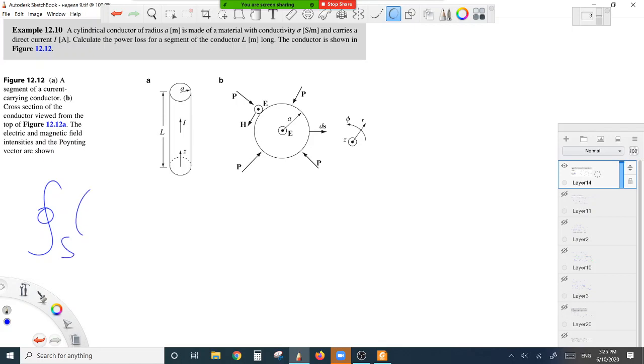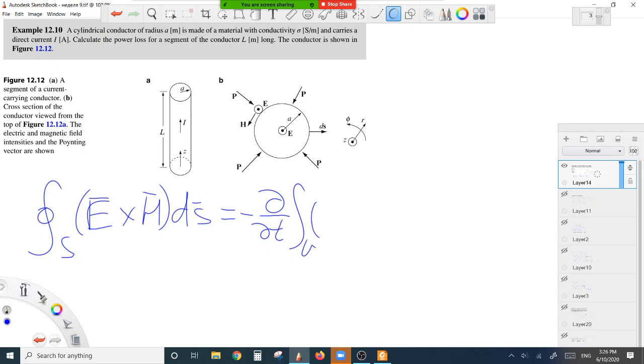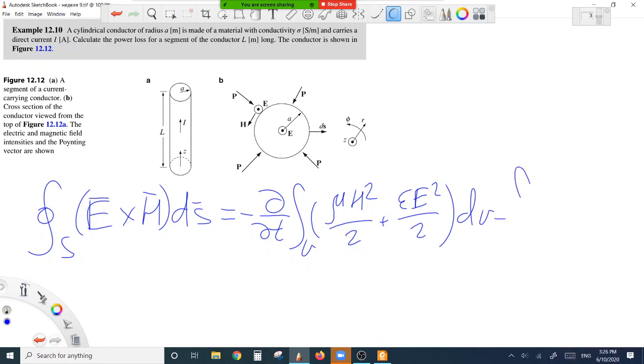The equation of the receiver case of Poynting's theorem: the integral over the closed surface S of E cross H ds is equal to minus d/dt of the integral over volume V of mu H squared over 2 plus epsilon E squared over 2 dv, minus sigma multiplied by the integral over the volume V of E squared dv.